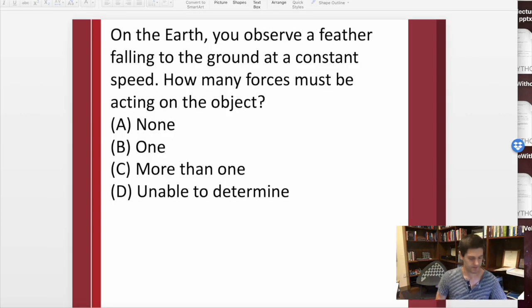So then I could ask something like this. On Earth, you observe a feather falling to the ground at a constant speed. How many forces must be acting on the object? So in this case, I must conclude that the answer is C, more than one. It can't be none, because we know you're near the Earth, so there's gravity. It can't just be gravity, else it would be accelerating. So there must be something that is balancing gravity such that the acceleration is 0, which allows the feather to move at a constant speed.